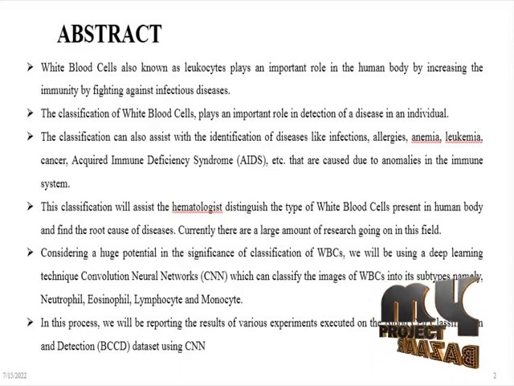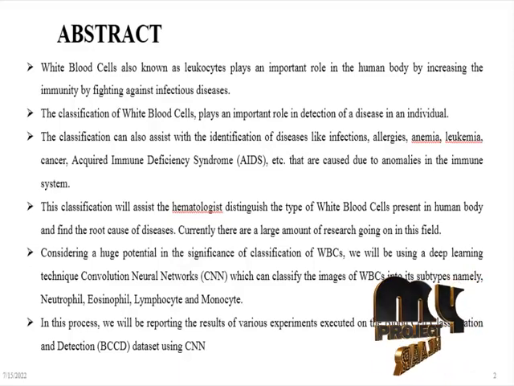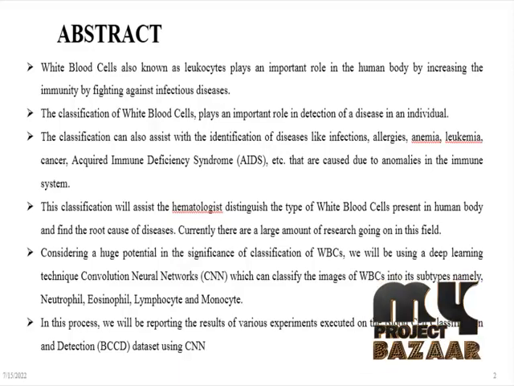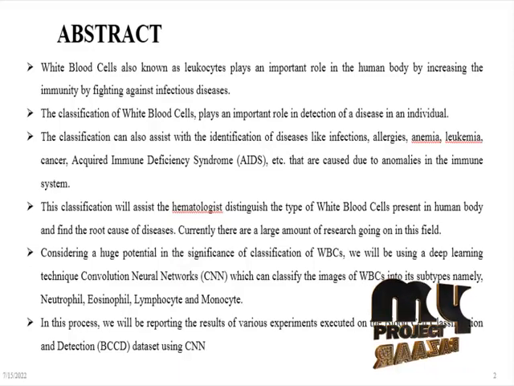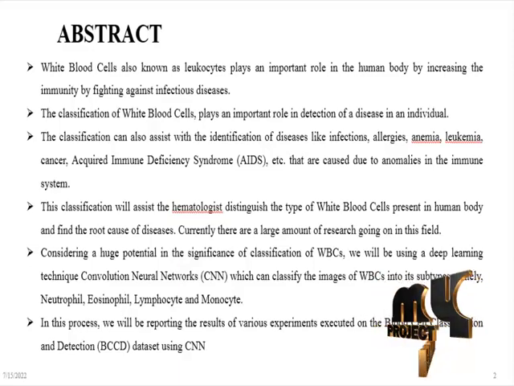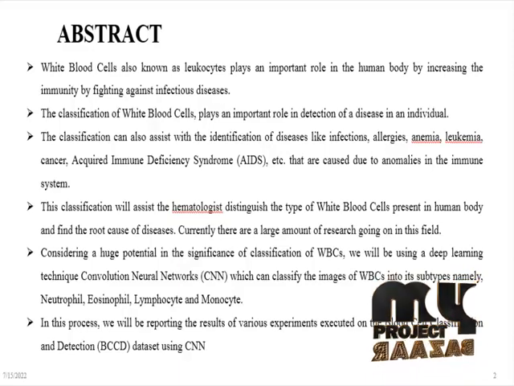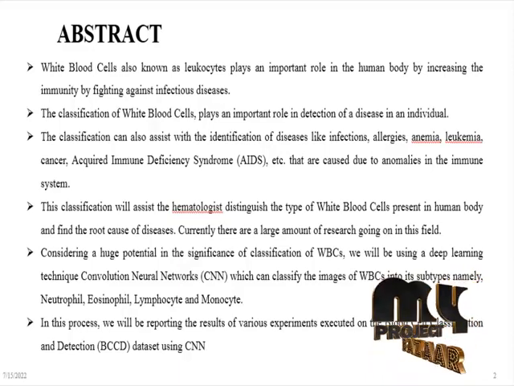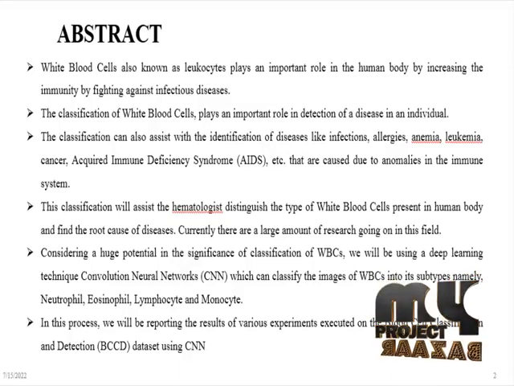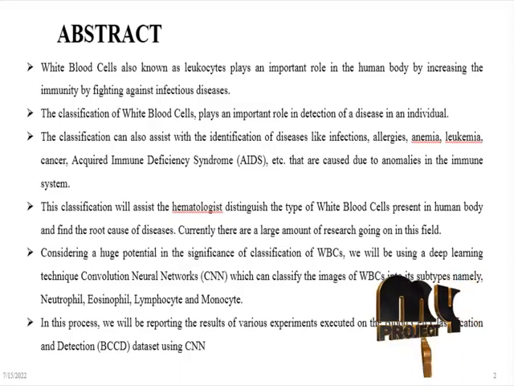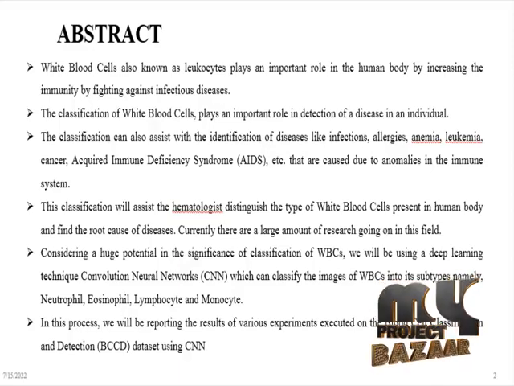Considering the huge potential in the significance of classification of white blood cells, we will be using a deep learning technique like convolutional neural network, which can classify the image of white blood cells into its subtypes, namely Neutrophil, Eosinophil, Lymphocytes and Monocytes. In this process, we will be reporting the results of various experiments executed on the blood cells classification and detection dataset using CNN.